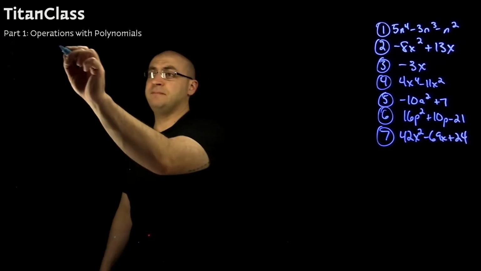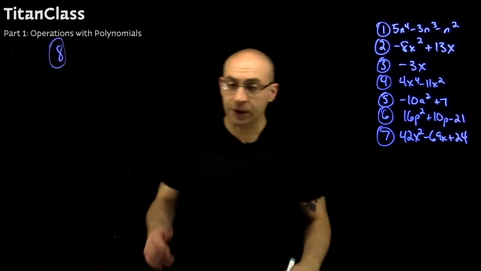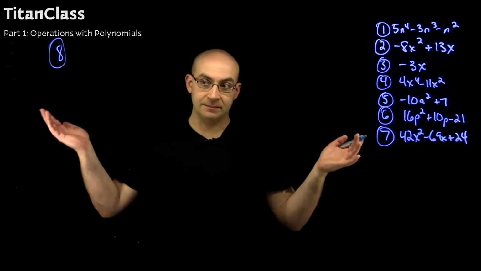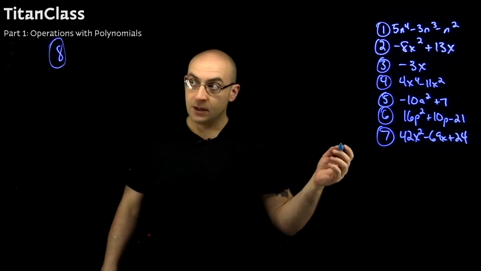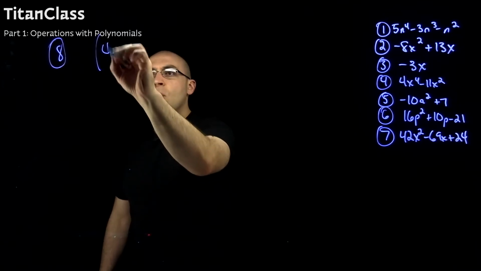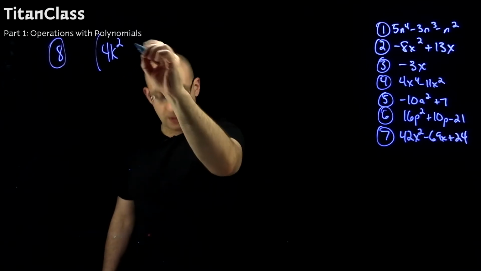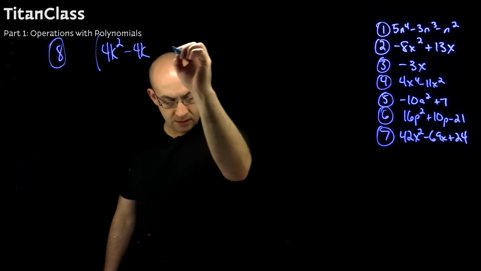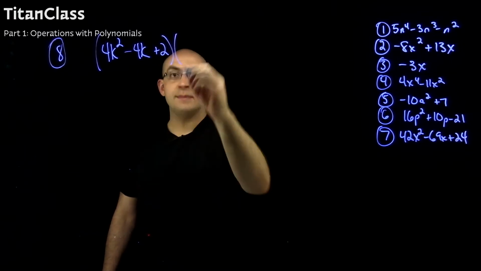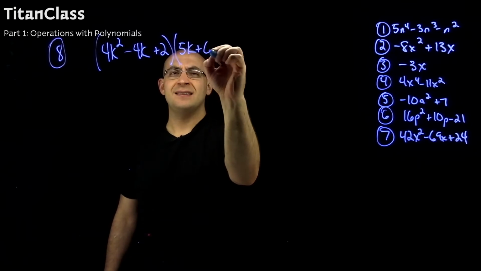Number 8. Now we're going to do a 2-term by a 3-term, right? And that doesn't really change anything. It just makes it a little bit more complex, right? So for number 8, we've got this: 4k squared minus 4k plus 2 times 5k plus 6, in parentheses.